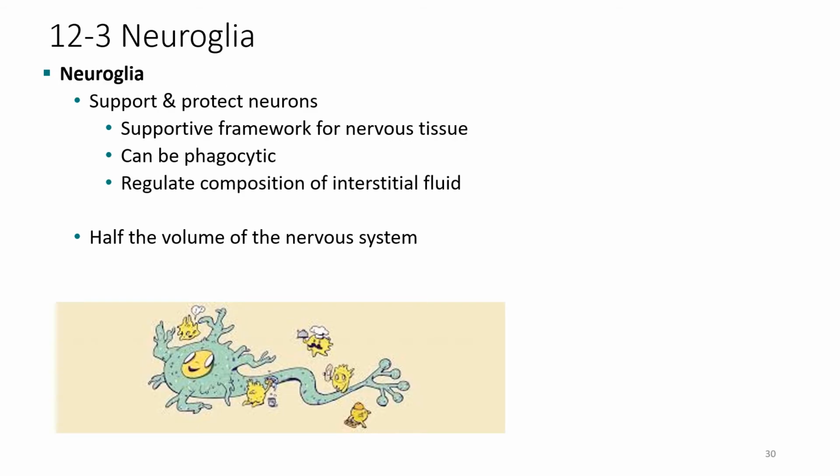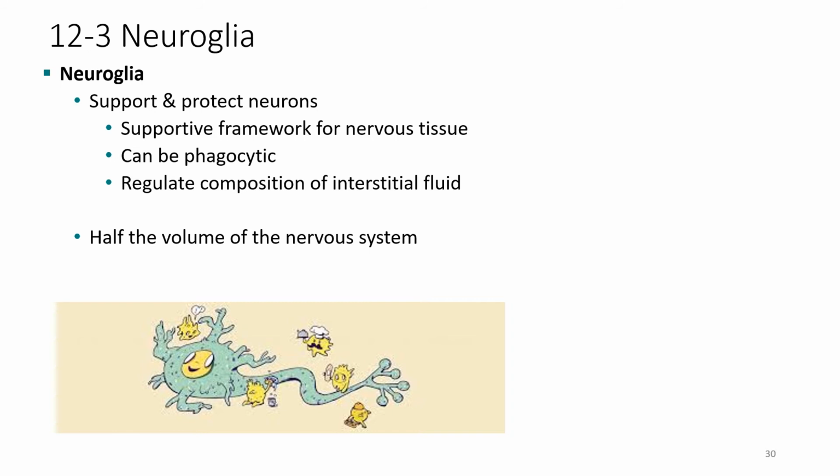So those were all our neurons. Now we're going to move on to that other cell in nervous tissue, the neuroglia or glial cells. So the neuroglia we mentioned when we talked about tissues, the first time we talked about tissues, are those supportive cells for the nervous tissue. They're going to support and protect our neurons. They provide a supportive framework for our nervous tissue. Some of them can be phagocytic, and they help regulate the composition of interstitial fluids in the nervous tissue.